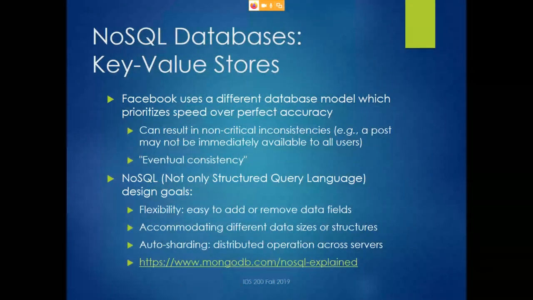Okay, so Facebook uses a different database model in many cases that prioritizes speed over perfect accuracy. So again, this can result in non-critical inconsistencies. One model that's very popular for this sort of thing is called NoSQL. NoSQL isn't a single database design, it's actually a set of database designs. And the main goals are making it flexible so it's easy to add or remove data fields, or have variable data sizes or data structures, and break a database off into many different devices instead of having it on one machine.